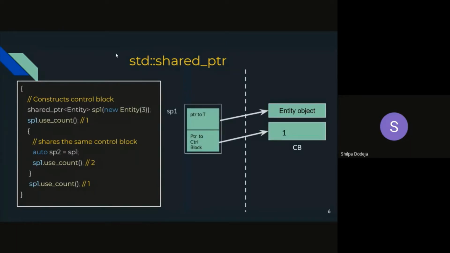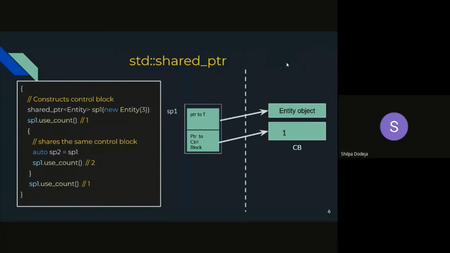Now when this sp1 object is created, you will see that a control block is also created on the heap. And this one is nothing but the reference count. For simplicity, I'm just mentioning the reference count in the control block. So sp1 has two pointers. One will point to the entity object, another will point to the control block, and the control block will have the reference count as 1.